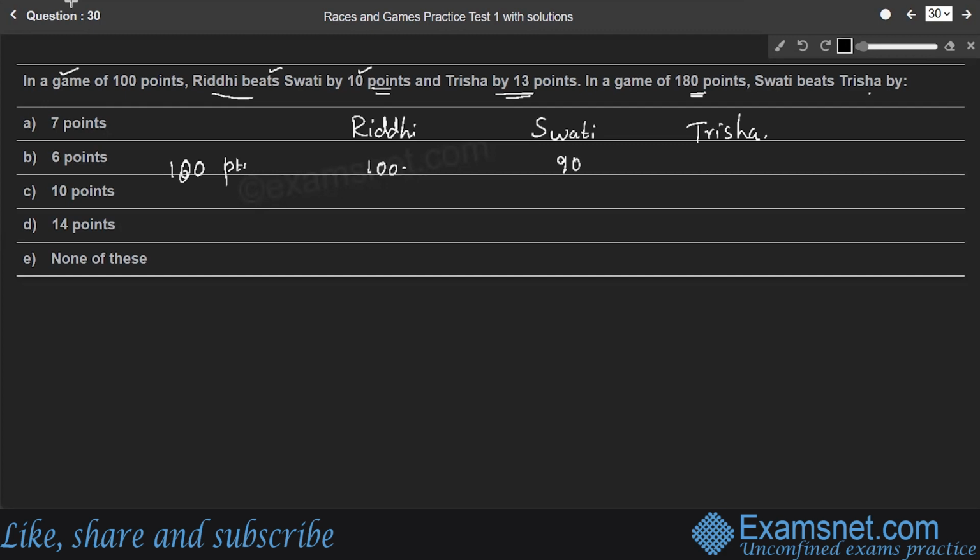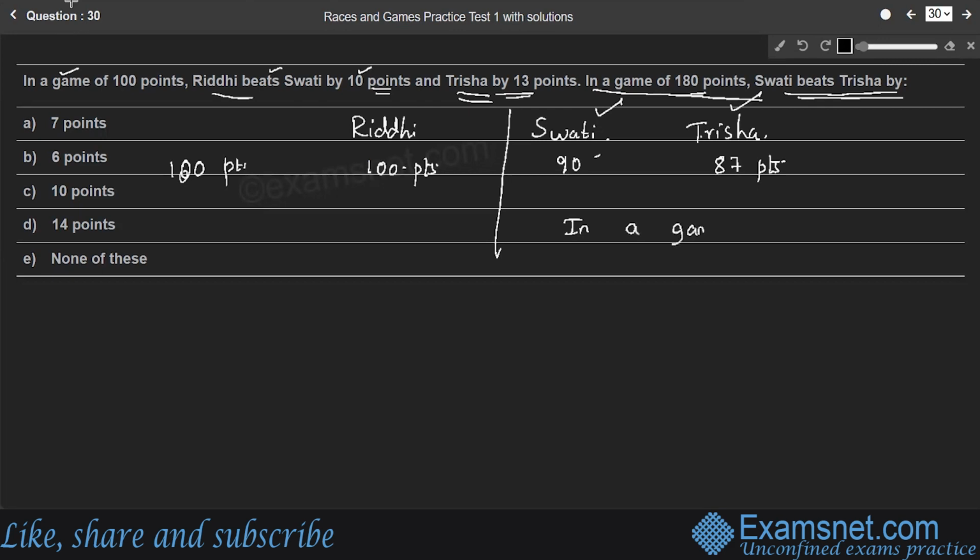So Riddhi beats Swati by 10 points, right? So the difference is 10 points. Whereas Trisha by 13 points. If Riddhi gets 100 points, Trisha gets 87 points, right? Therefore, in a game of 180 points, Swati beats Trisha by. So just focus on Swati's points and Trisha's points, right? So compare 90 and 87. So that means in a game of 90 points, Swati beats Trisha by 3 points, right? Because Trisha got 87, right?